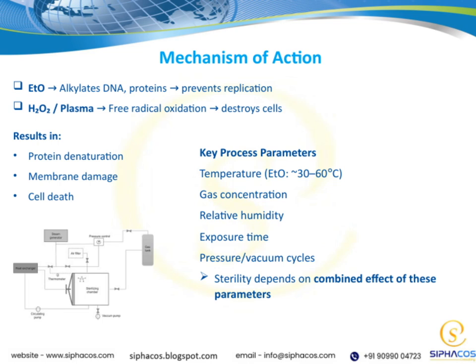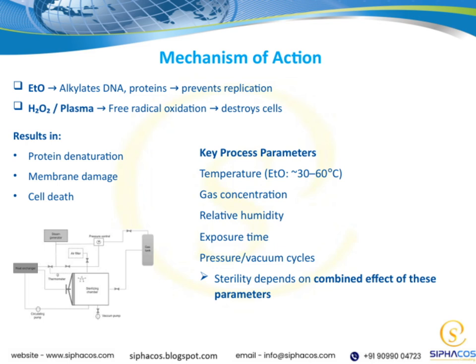Let's take a closer look at the key process parameters that influence sterilization effectiveness. Temperature, for example, especially in ethylene oxide or EtO sterilization, typically ranges from about 30 to 60 degrees Celsius. This range is crucial because it helps optimize the sterilization process without damaging the materials. Gas concentration is another important factor. Getting the right amount of EtO ensures effective sterilization while maintaining safety. Relative humidity also plays a role, as it can influence the reaction rate.